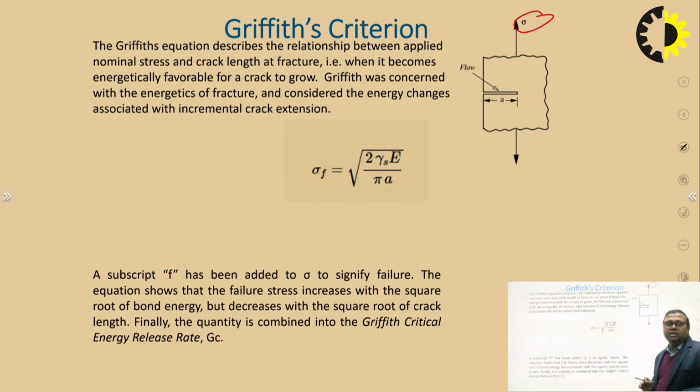The Griffith criterion is concerned with the energetics of fracture and considers the energy changes associated with incremental crack extension. Here f denotes failure and sigma denotes the stress. The failure stress increases with the square root of the bond energy, where E represents the bond energy, and finally this quantity is combined into the Griffith critical energy release rate, represented by Gc. Here a is the crack length.